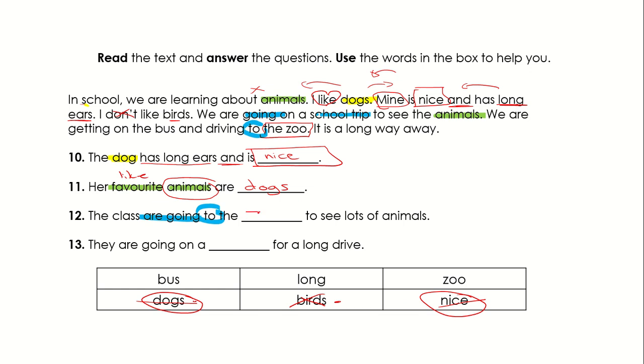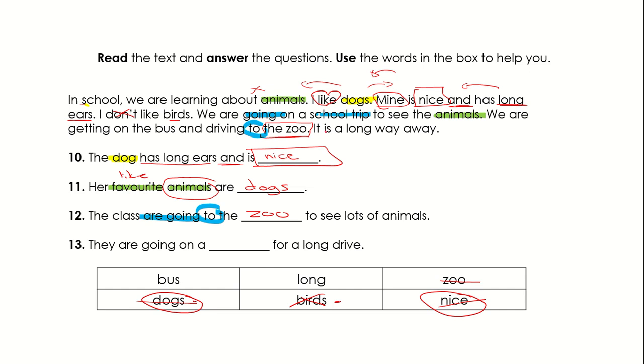So I will put my answer over here. We are going to the zoo. Do we see lots of animals at the zoo? Yes, it says so in the sentence before. To see the animals, right? So now I know I chose the right word, zoo. The last two words are bus and long. So let's read our sentence. They are going on for a long drive. Would I say they are going on for a long drive? No, that does not sound right.